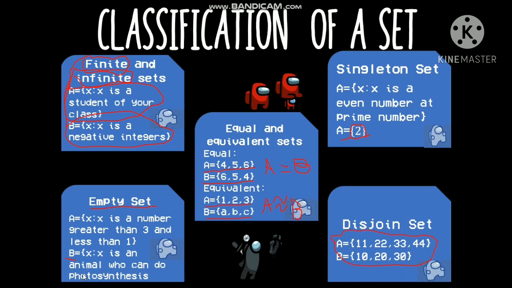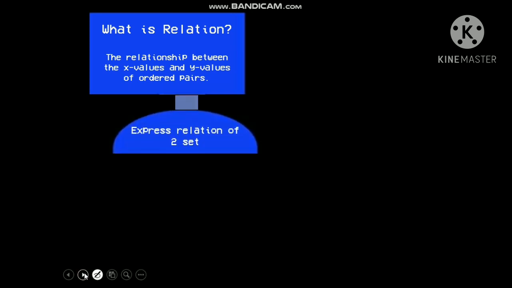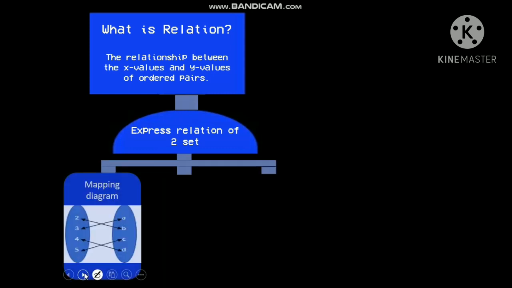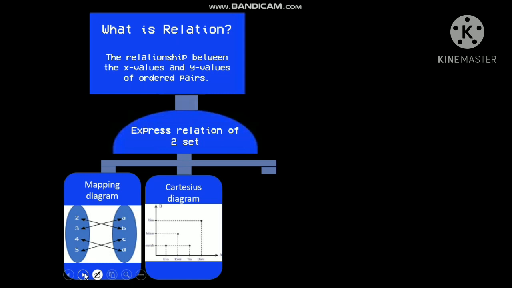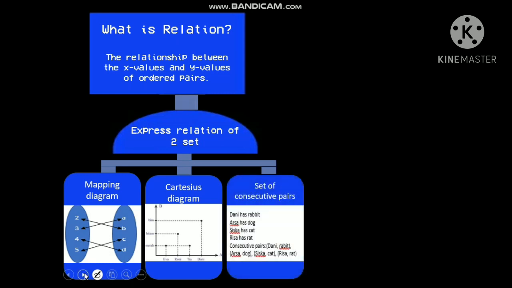Okay, let's move to the next. Next is, what is relation? A relation is the relationship between the x values and y values of ordered pairs. We can express the relation of two sets in three methods. There are mapping diagram, Cartesian diagram, and the set of ordered pairs.